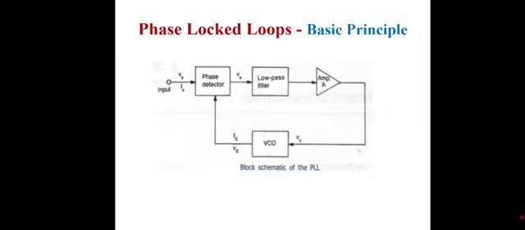As you can see in this block diagram, the PLL consists of four main parts. The first one is the phase detector or comparator, then a low pass filter and error amplifier, and the VCO, voltage controlled oscillator. Let's look closer at what the VCO does.